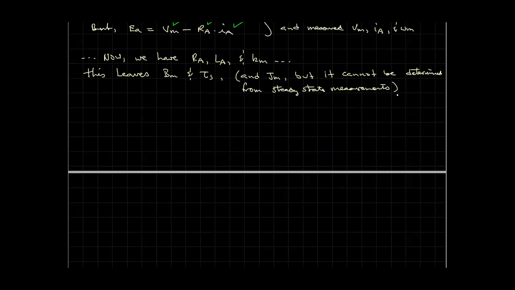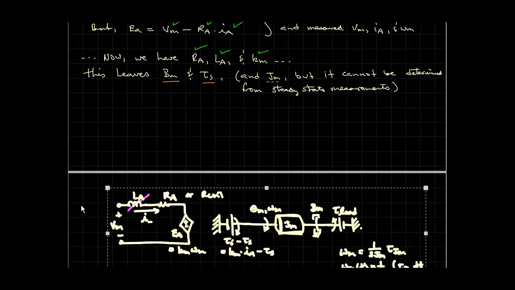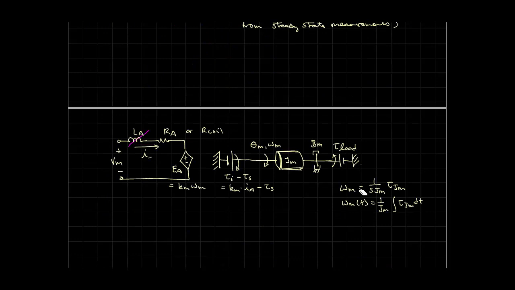So we now have RA, LA, and Km. This leaves the viscous coefficient Bm and the static or stiction torque loss tau S. And of course there's Jm, but this cannot be determined from steady-state measurements, so this will have to be considered separately. Let's go back to our motor schematic, and talk through this one.